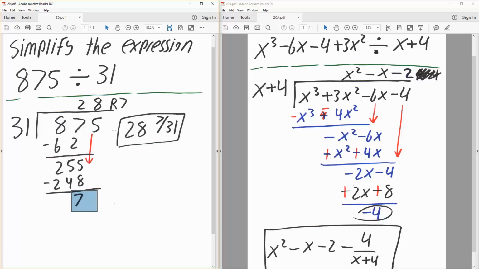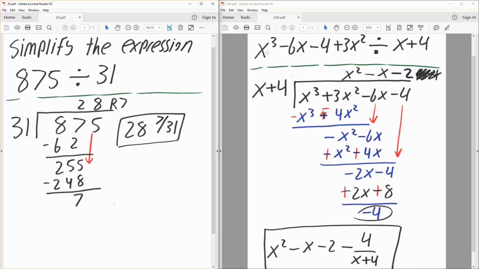And so what we just got here is 28 times 31 will be 868. And so we have 868 and we add 7, and that's how we get 875. And so the final answer, instead of writing 28 remainder 7, we write 28 and 7 divided by 31. And so this right here would be the final answer to this problem.